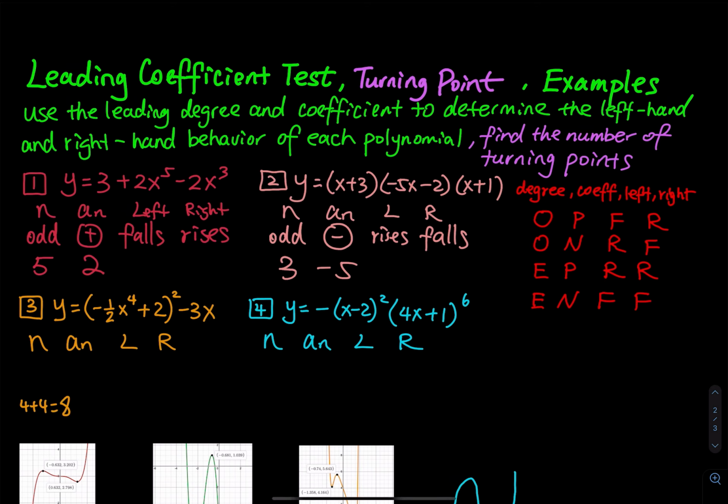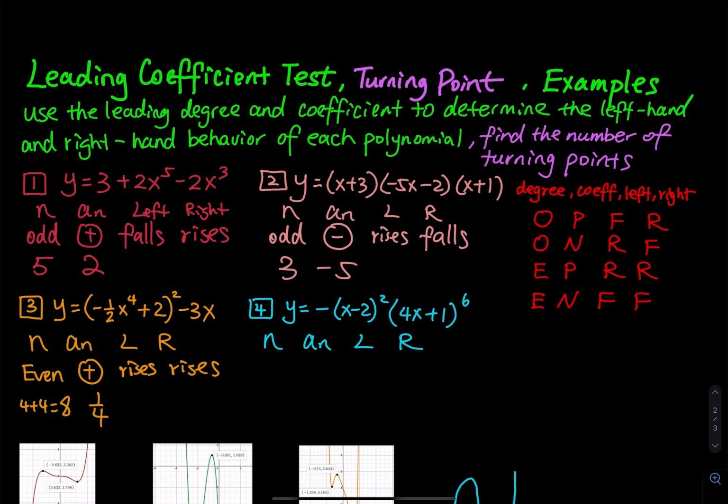And how about the leading coefficient? You will have to square this. So that becomes a positive 1/4. So now the leading degree is even, and the leading coefficient is positive. So we have EPRR: rises to the left and rises to the right. Last one.